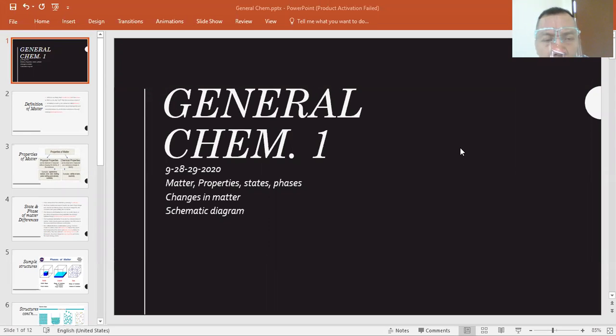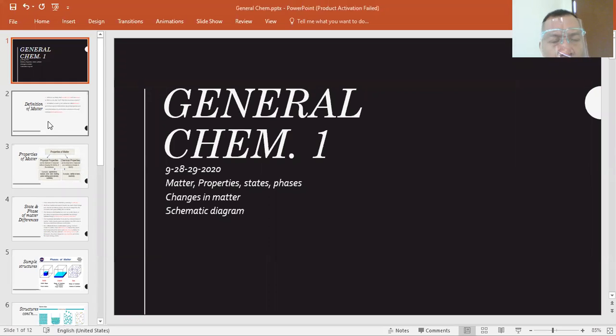Let's take a look at the General Chemistry 1 lessons for Monday and Tuesday. They are the following: matter, properties, states, phases, changes in matter, and the schematic diagram.